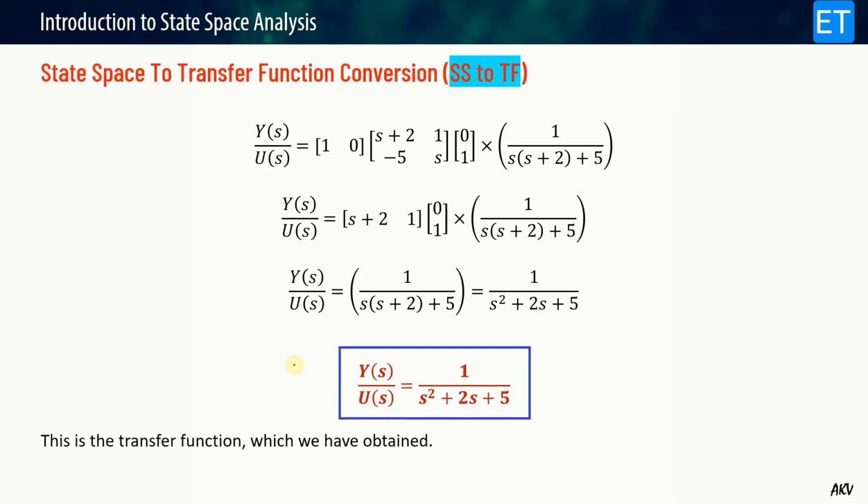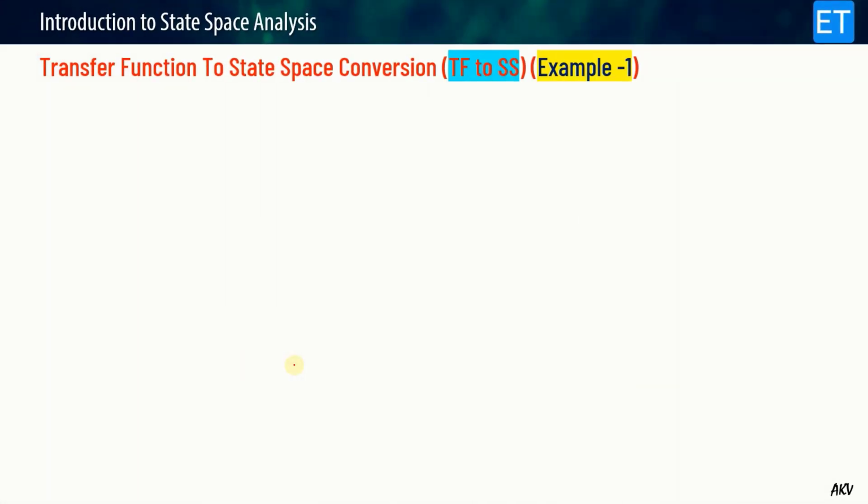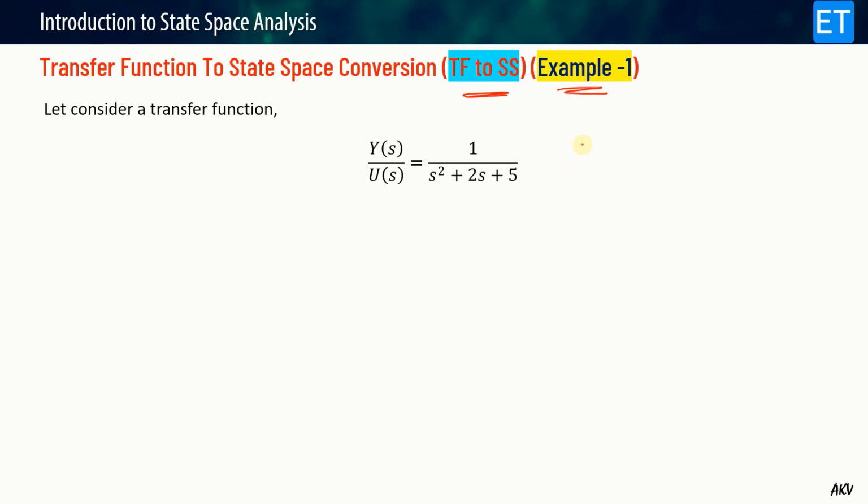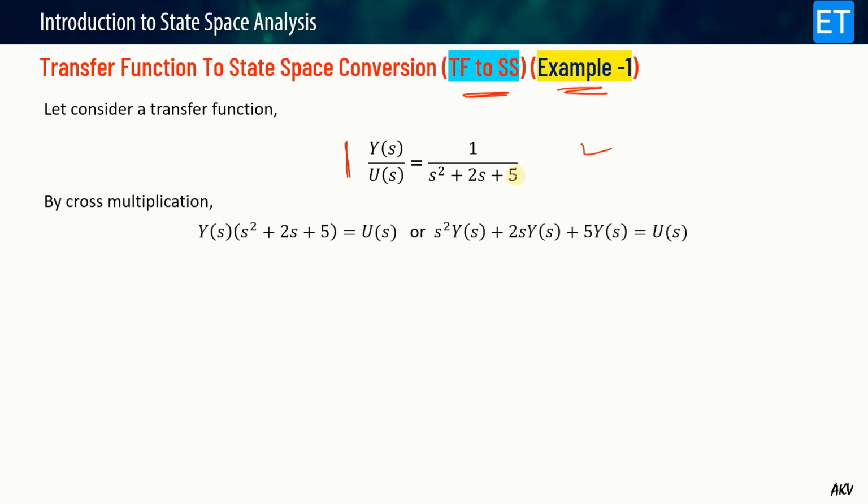Okay, now let me come to the reverse operation. Reverse operation means now I will convert the transfer function into the state space. So I'm taking the first example. Consider this case. It is the transfer function 1 upon s square plus 2s plus 5. If you want to represent this transfer function as the equivalent state space, it is very easy. You just do the cross multiplication.